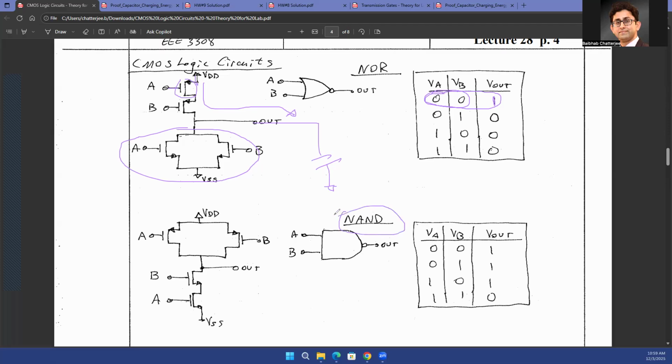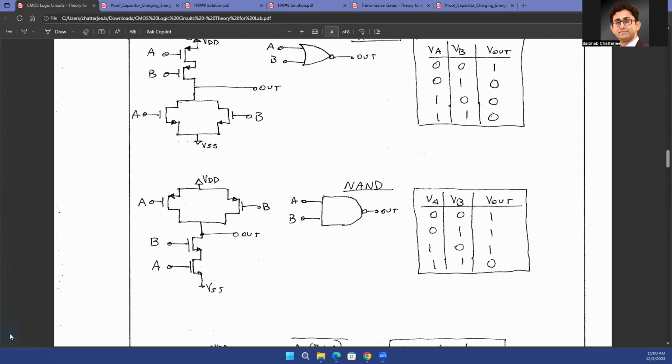Similarly, if you want to do a NAND gate, it's negative AND, which means that if both of my inputs are 1, my output should be 0.